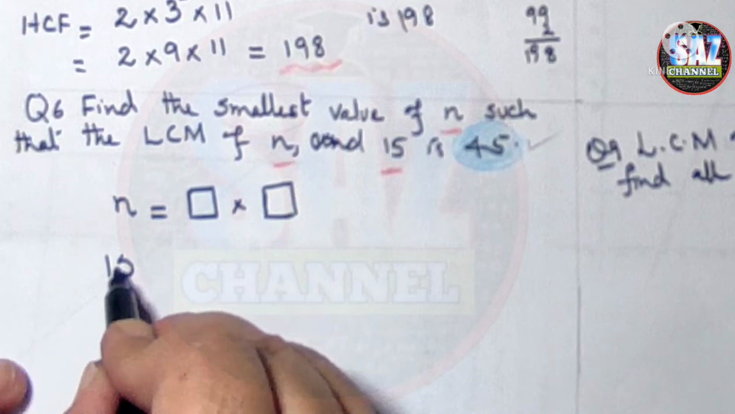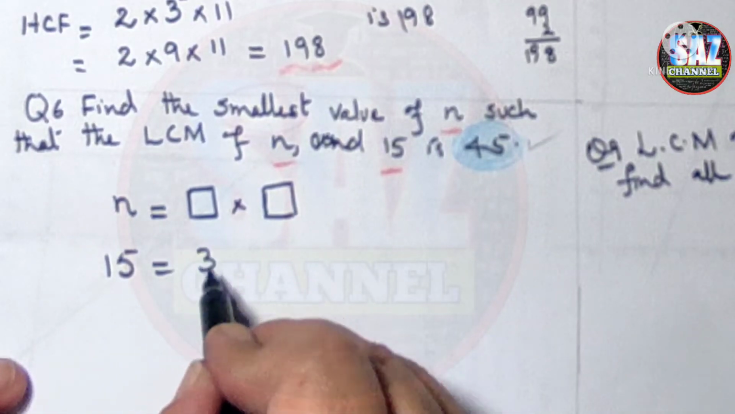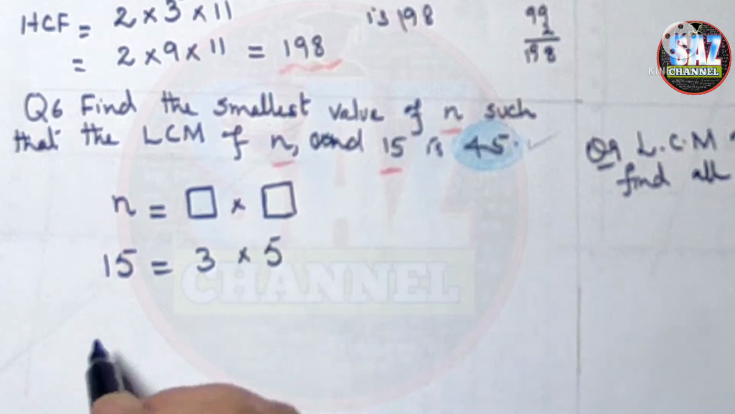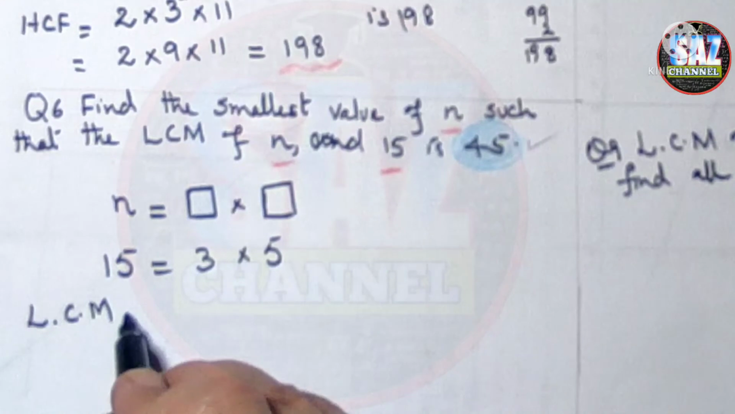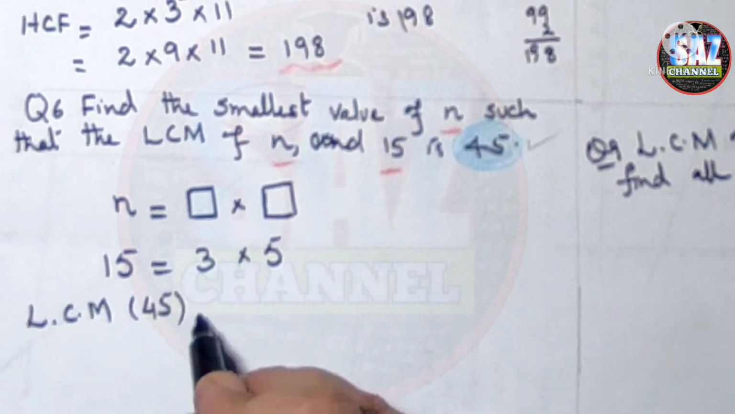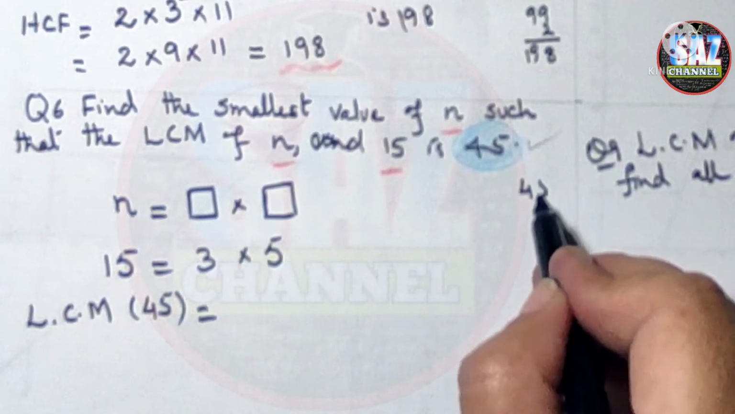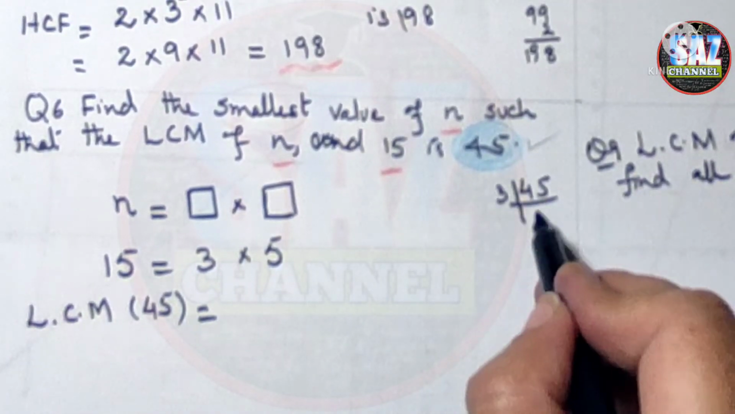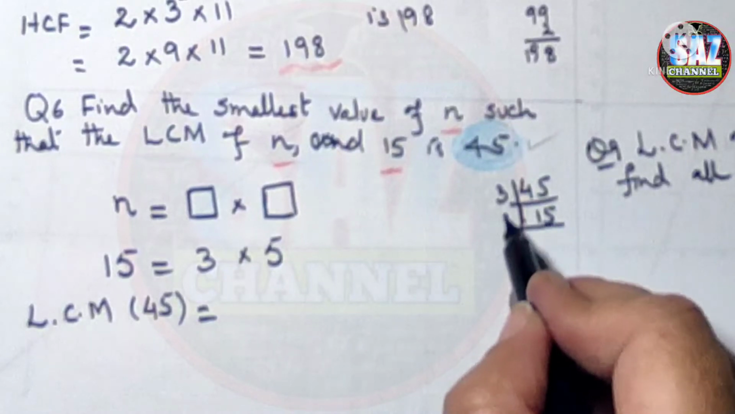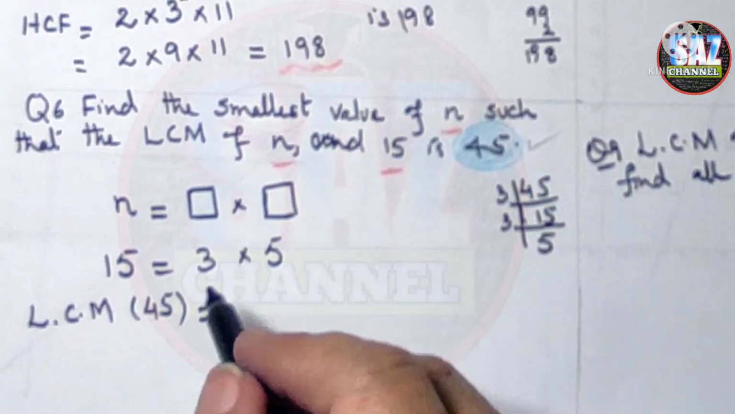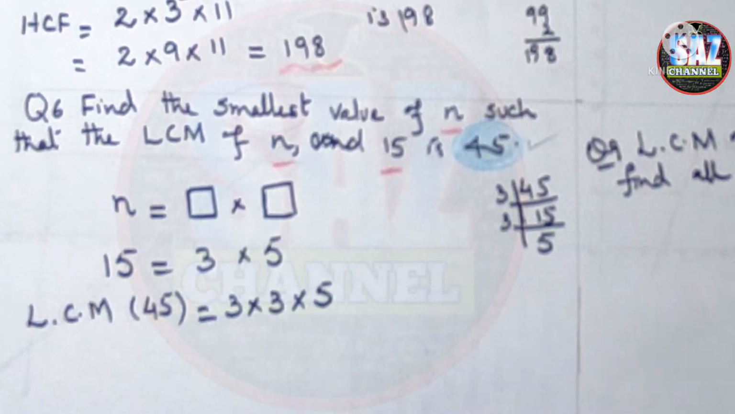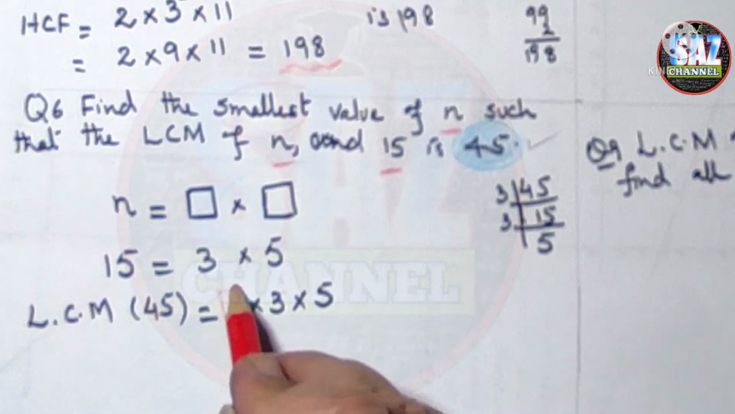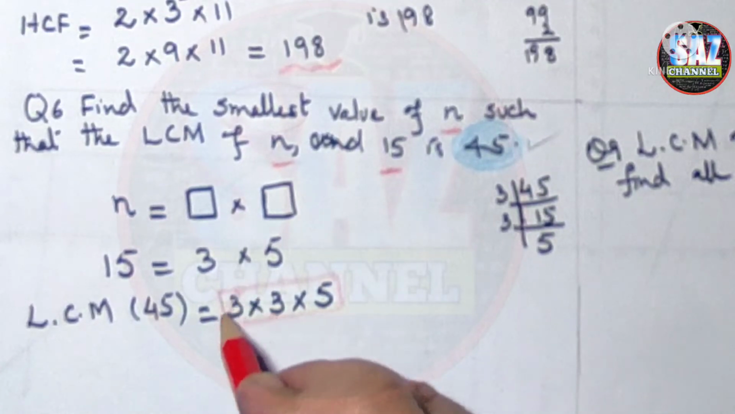We do not know about those prime factors. The other number is 15, and the prime factors of 15 are 3 multiplied by 5. The LCM, 45, has the factors 3 multiplied by 3 multiplied by 5. Now look, this is the answer which is already given to us. LCM is already given to us, okay?